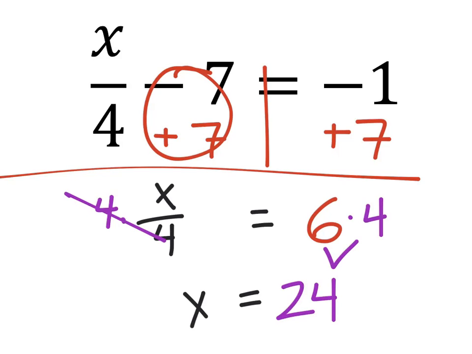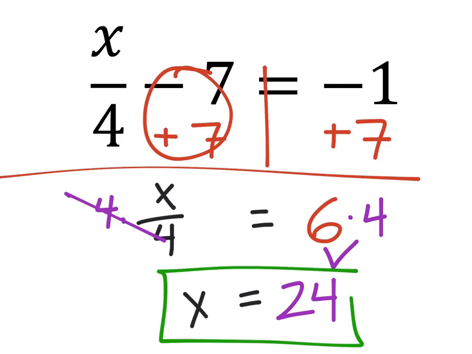Which becomes important when we check this, right? Because right now I got a fraction, so I got my fraction button, 24 over 4 minus 7. And when I push equals, what should I get? -1, which I do. And since I do, that's true.